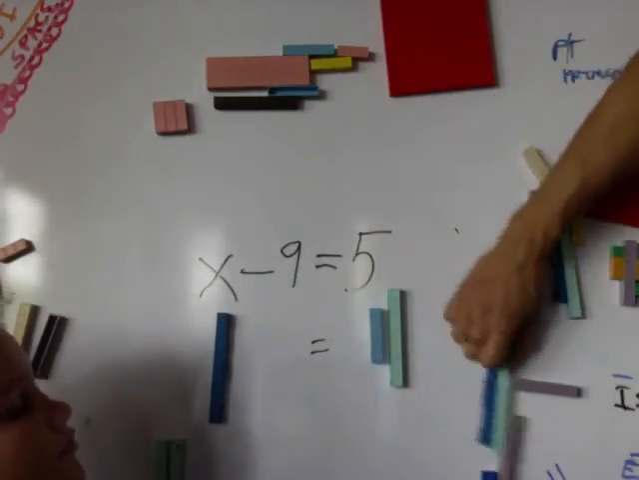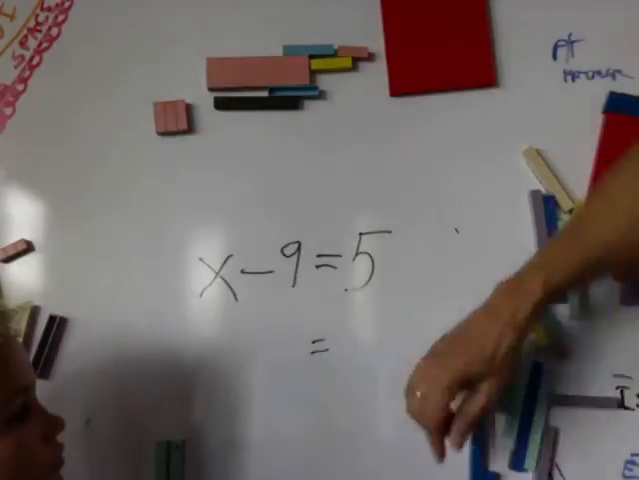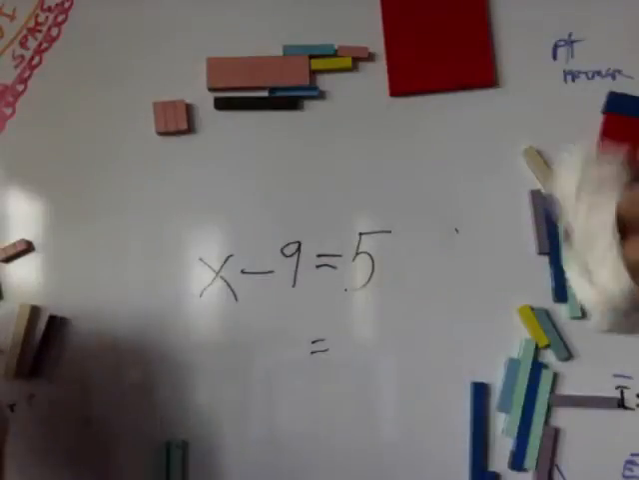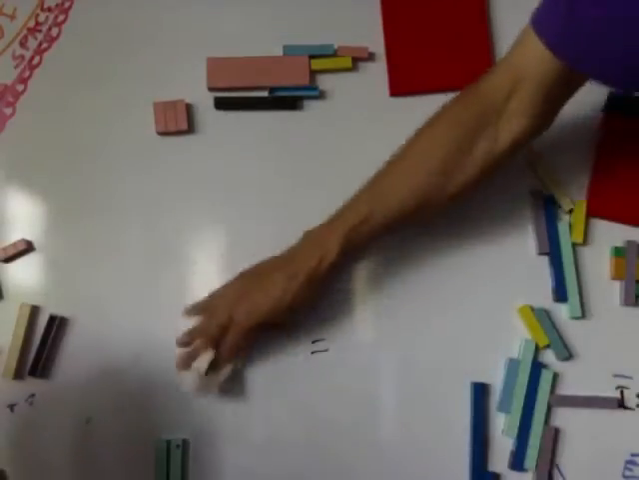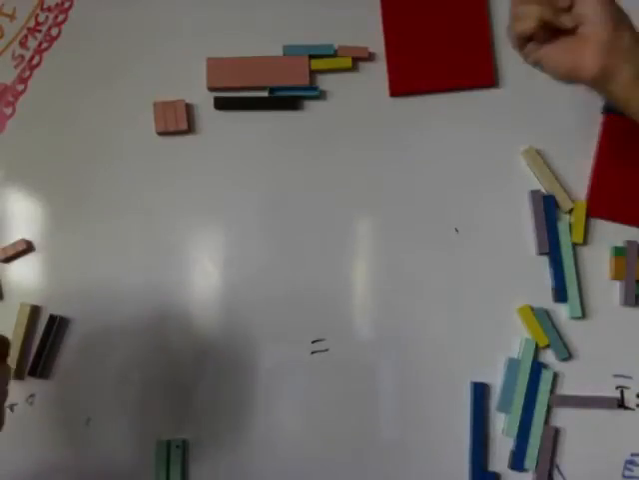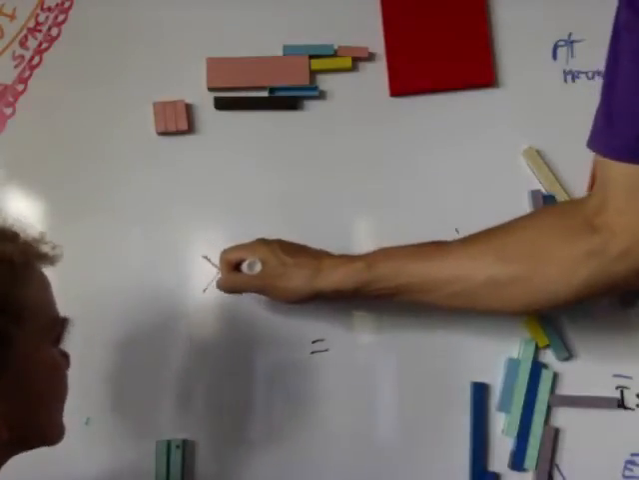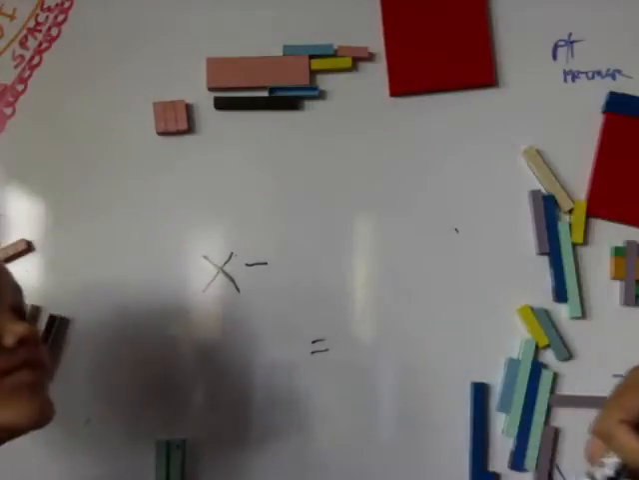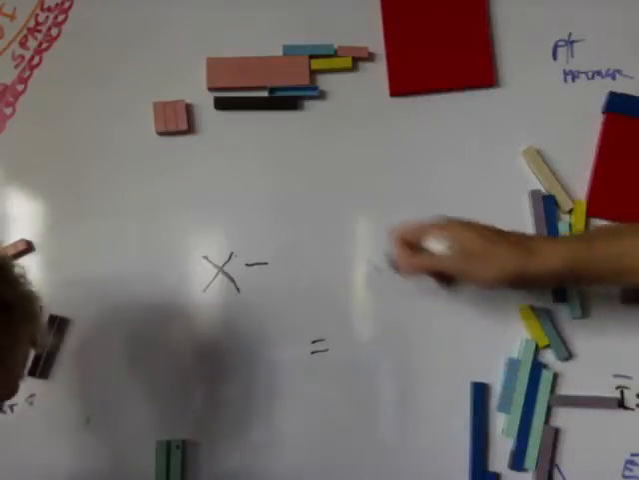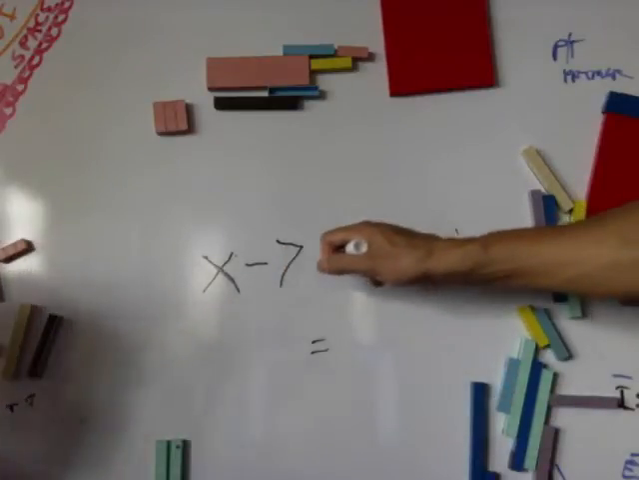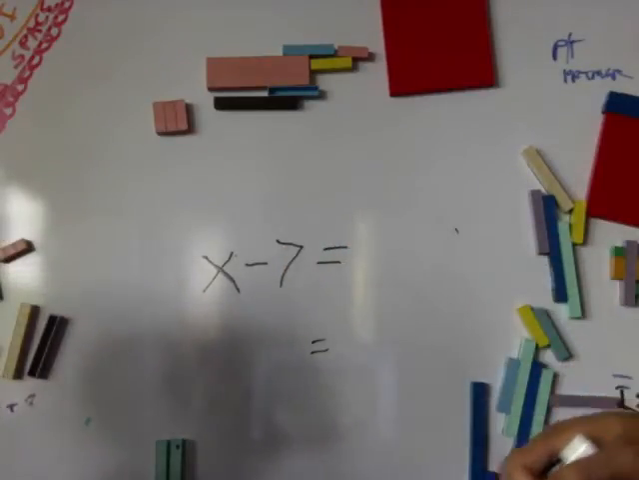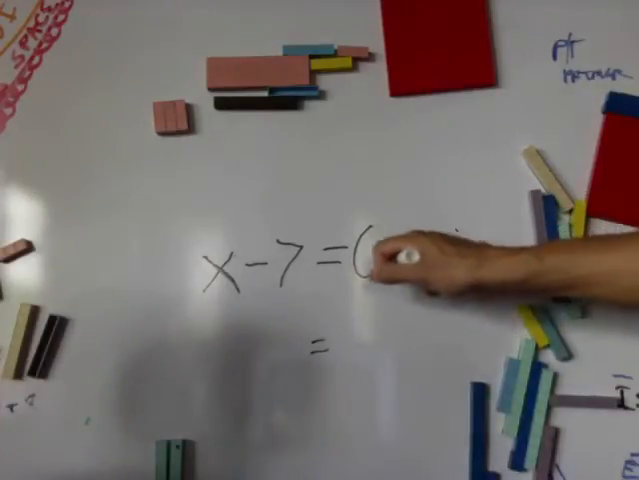All right, let's do another one. I'm going to make another one. Zero is the fastest, easiest way to do things. All right, so again, I'm going to have x. Okay, and this time I'm going to take away 7. And when I take away 7, I'm going to end up with 6.